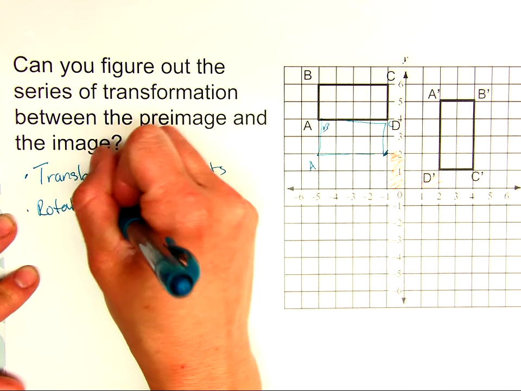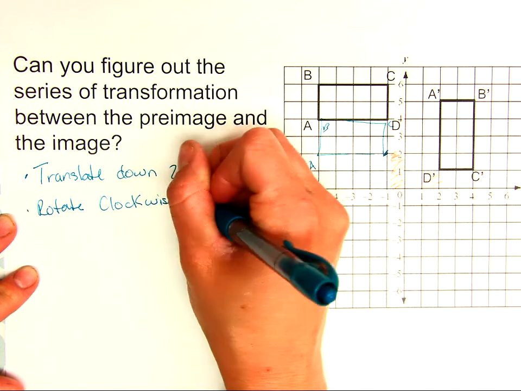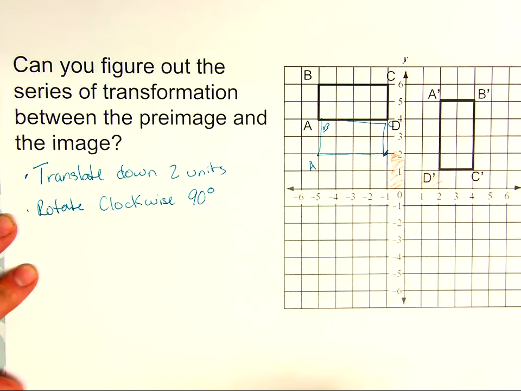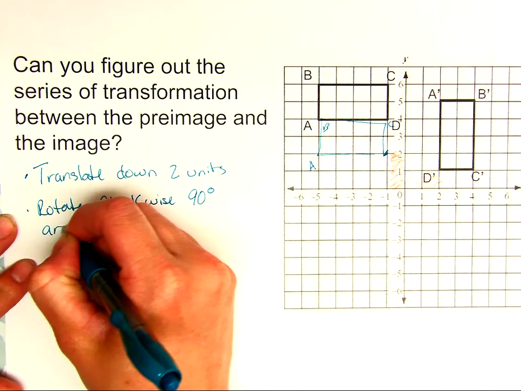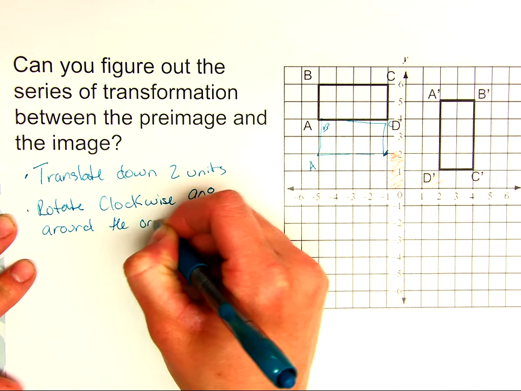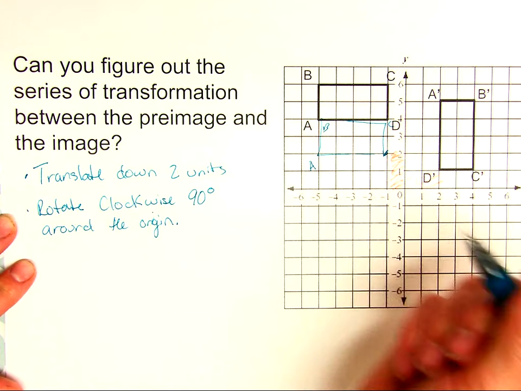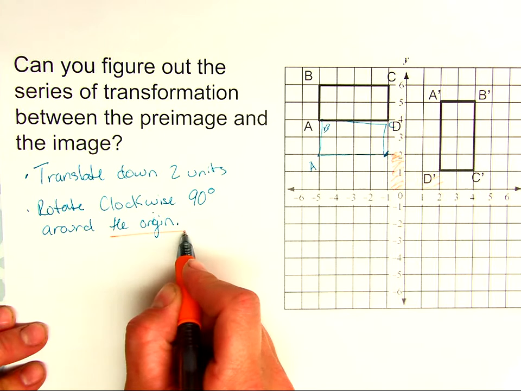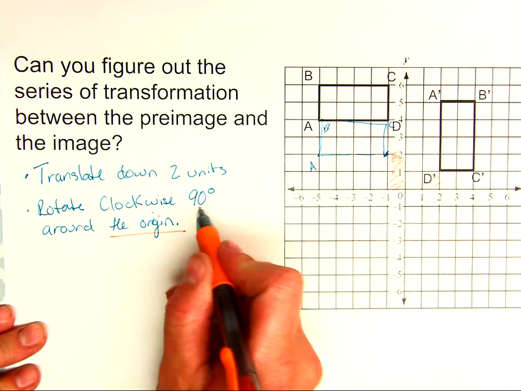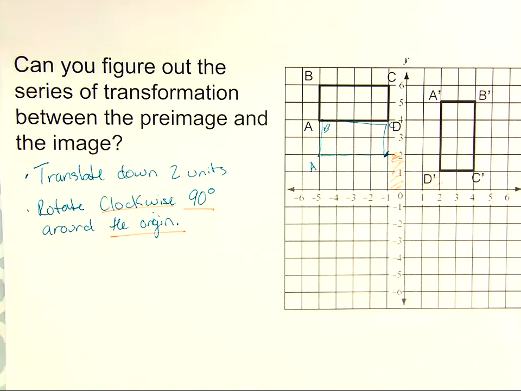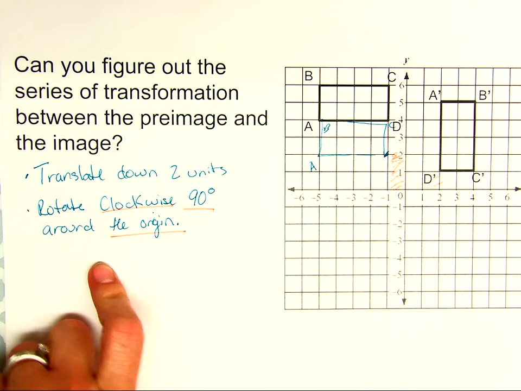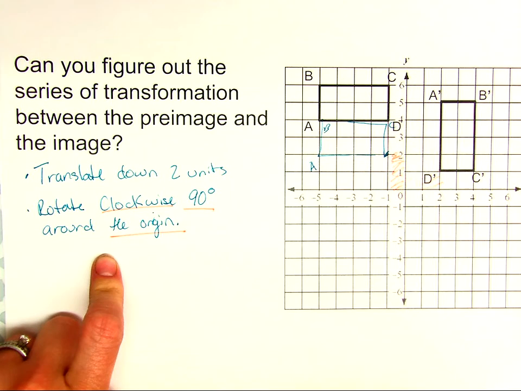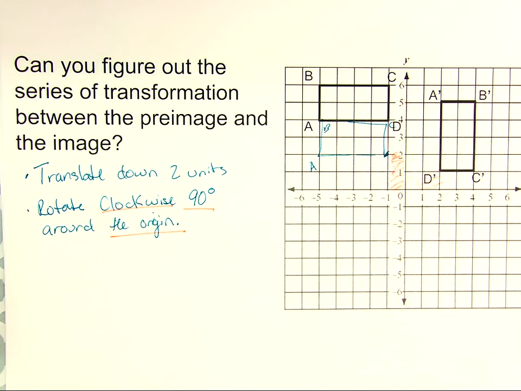clockwise 90 degrees around the origin. So people lose points when they tell me to rotate. There are 3 things you always have to tell me: around what point, so the origin or a point on the figure, how far, and the direction. So remember, always 3 things when you're rotating. You got to tell me in your directions here. Otherwise, when I'm trying to follow your steps on a quiz or test, if you don't tell me everything, I can't perform that operation to see if your series is correct.